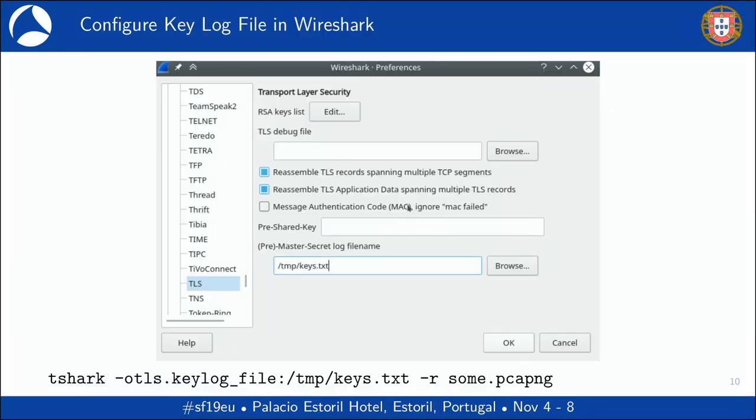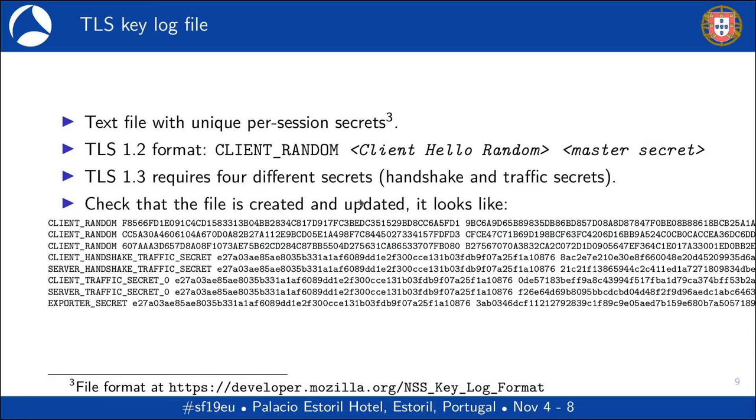That's why you see CLIENT_HANDSHAKE_TRAFFIC_SECRET and SERVER_HANDSHAKE_TRAFFIC_SECRET. These are the secrets that are used to decrypt the encrypted handshake in TLS 1.3. In TLS 1.2, all of these were still in plain text.